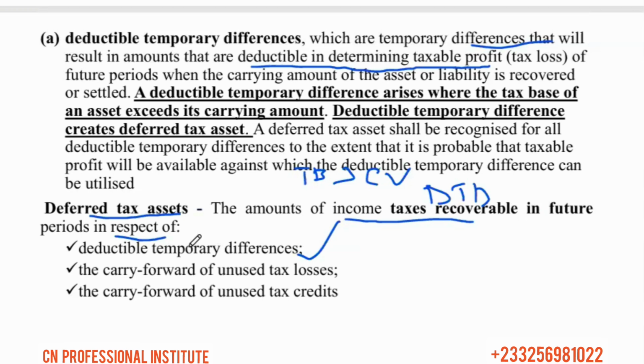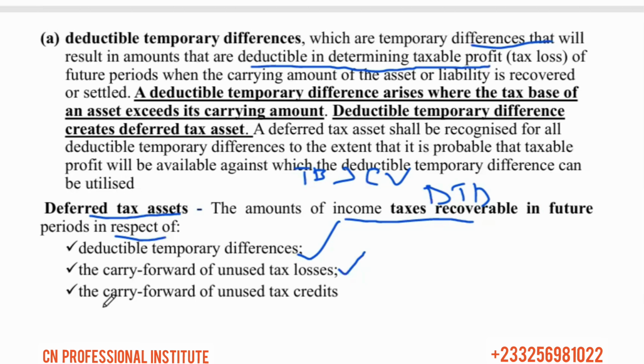Then we have carry forward of unused tax losses. This one will be looked at by maybe ICAG students, students that are writing the ICAG in either financial reporting or corporate reporting. But in this video, we are not going to cover unused tax losses. We'll do it in our main ICAG tuition session.